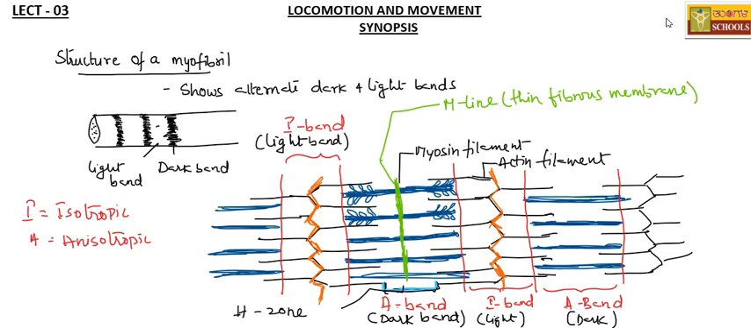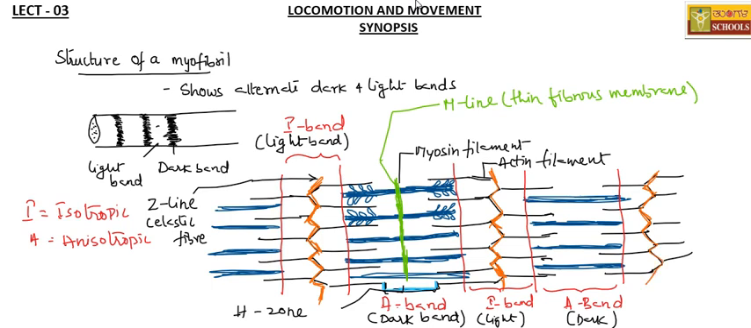And now here at the center of the I band, you have another line. It's called the Z line. This is an elastic fiber, right? From this Z line, you can see again one more Z line, and here again one more Z line.